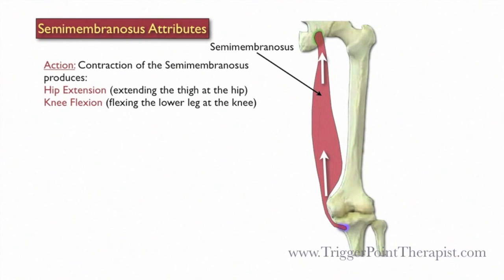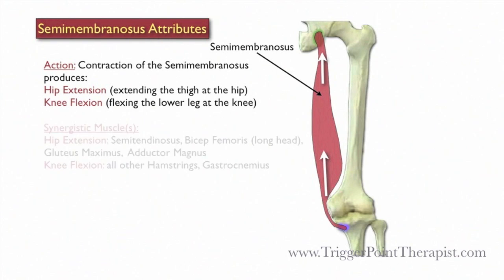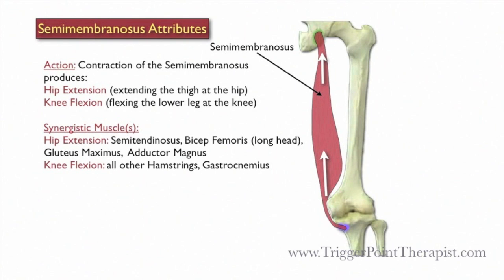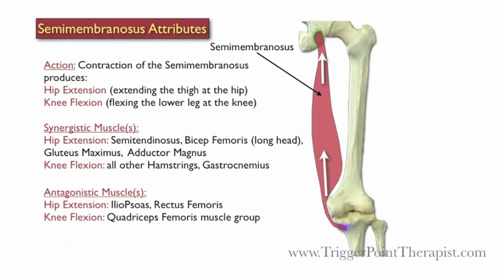Contraction of the semimembranosus produces hip extension and knee flexion. The other hamstring muscles and the gluteus maximus and adductor magnus are synergistic during hip extension, and again the other hamstrings and gastrocnemius are synergistic during knee flexion. The iliopsoas and rectus femoris oppose the semimembranosus during hip extension, and the quadriceps femoris group opposes this muscle during knee flexion.